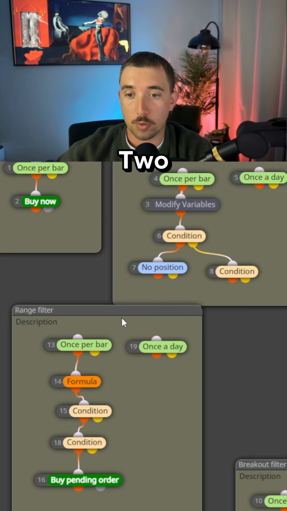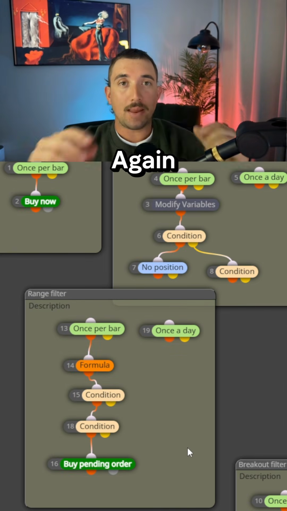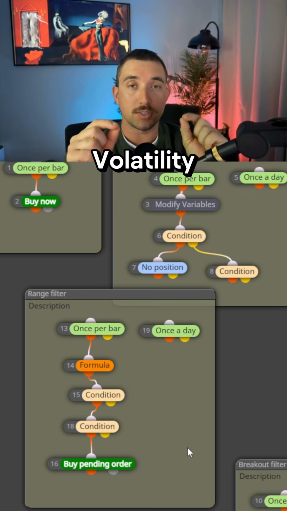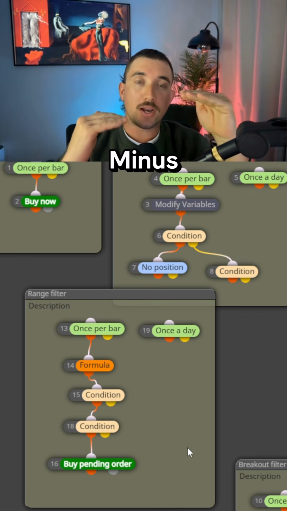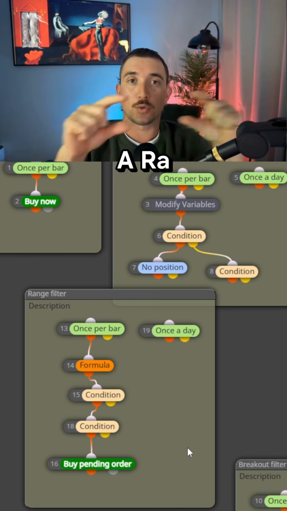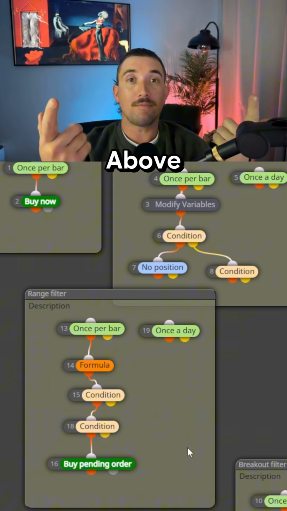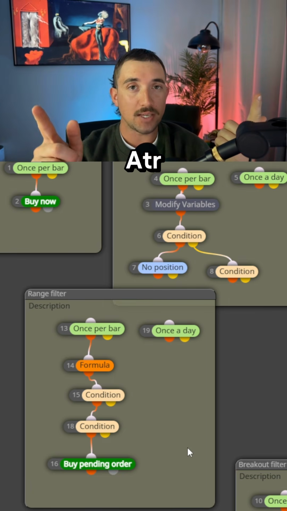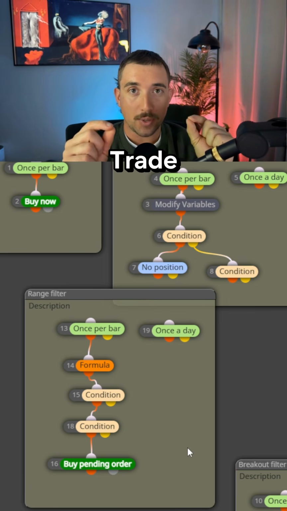But first, this one is a range filter. Now again, because it measures current volatility, we want to take the highest price and minus it from the lowest price. That's going to give us a range. Now, if the range is above the volatility of a multiplier, the ATR of a multiplier, we don't want to take any trade. The range is too large.